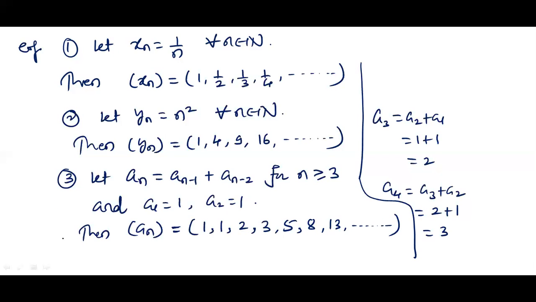And this sequence is called the Fibonacci sequence. This is a sequence whose pattern was observed by the mathematician Fibonacci, therefore it is called the Fibonacci sequence.